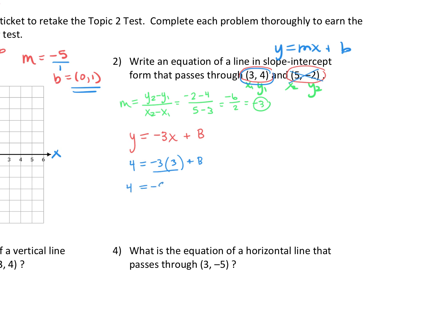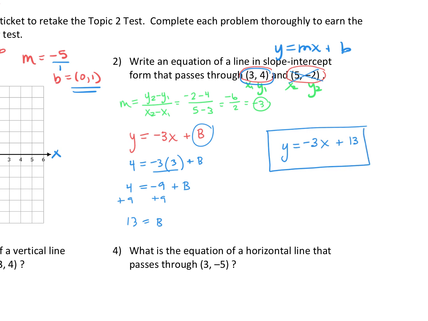We have a negative 9 plus b, and then our last step is to add 9 to both sides. So we have 13 equals b. So now we know our y-intercept is b, so we know what number goes right there. So we've got our final equation we can write: y equals mx, negative 3x, plus b, where b is a positive 13, so plus 13. There's the equation of our line in slope-intercept form.